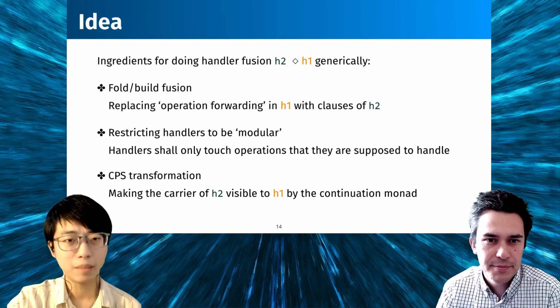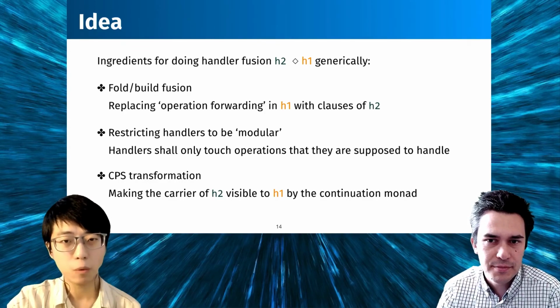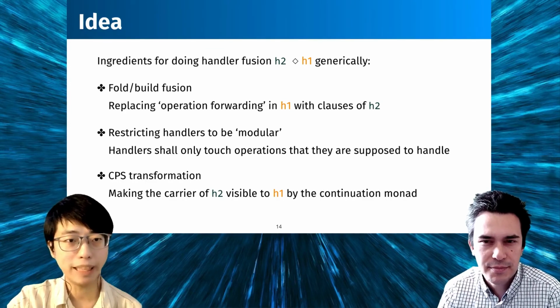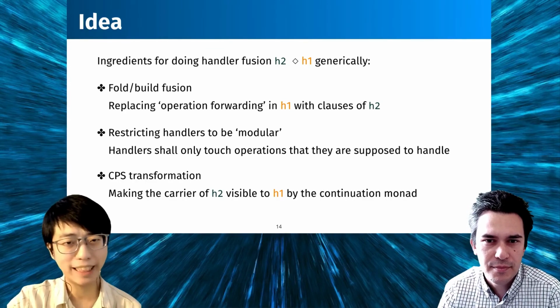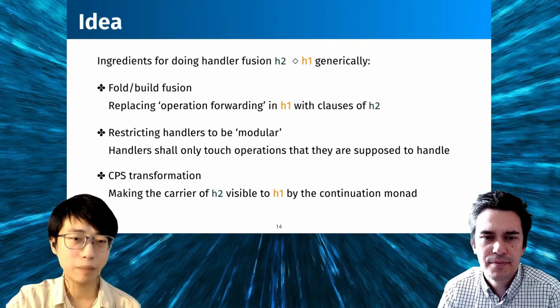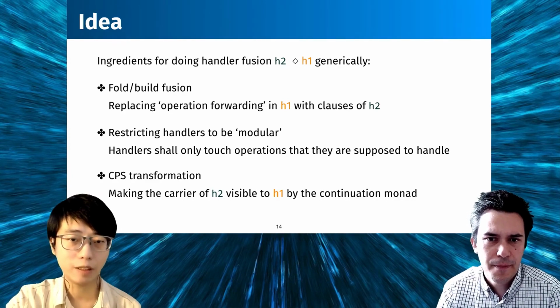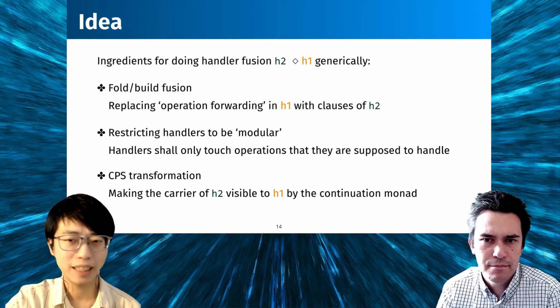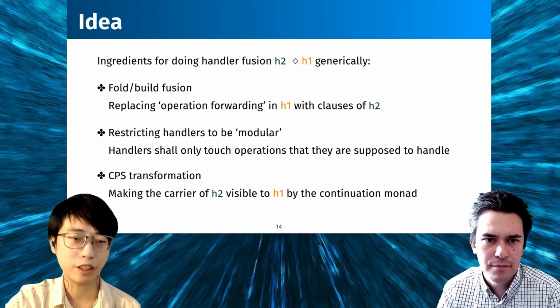I see. But there's one more serious problem. When H1 says an operation meant to be handled by H2, I don't see how you can use the clauses of H2 to handle this operation, simply because the carrier of H2 is not computed yet, right? It is only computed after H1 finishes.